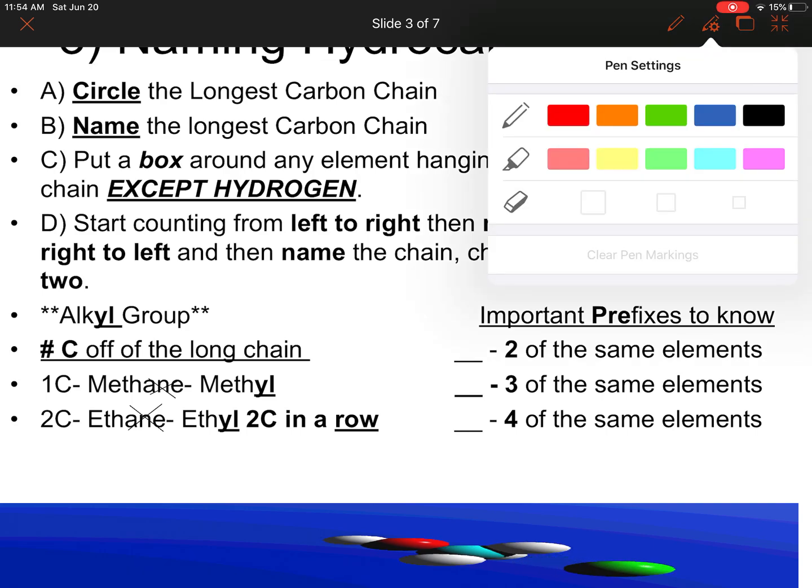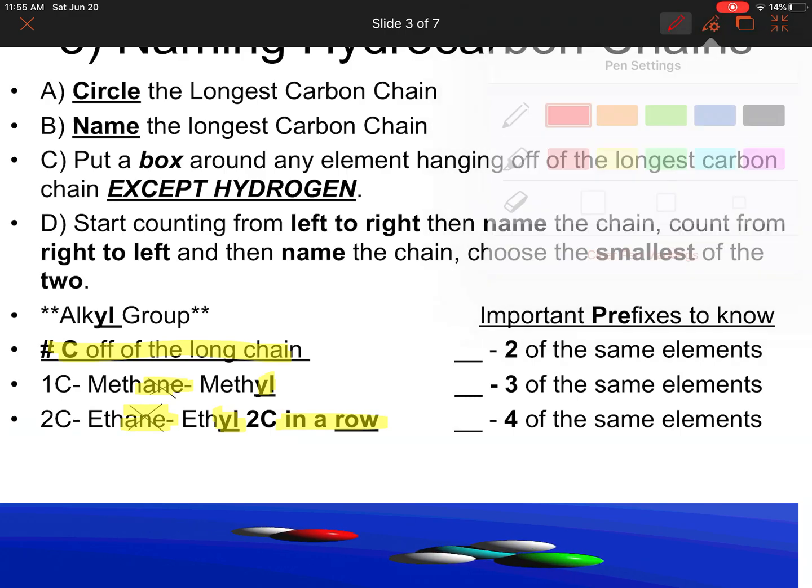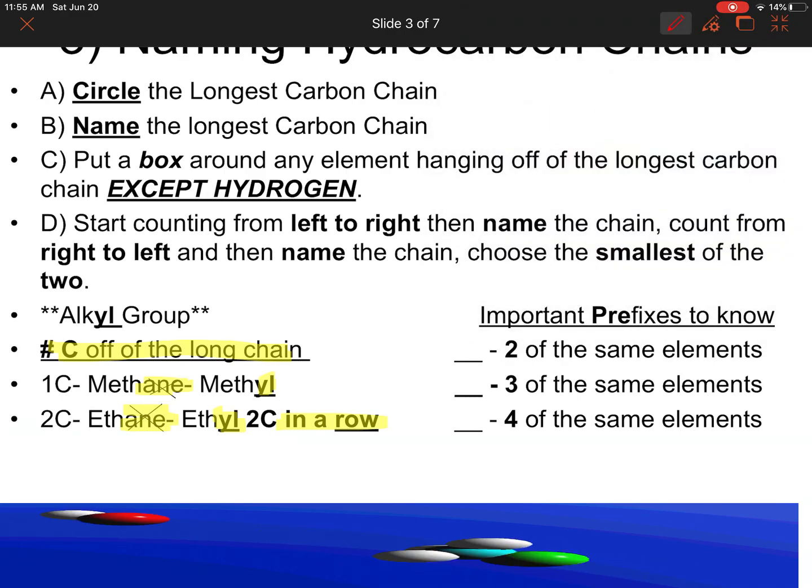So let's go over what this means. Whenever you have a carbon off of the long chain, that ending changes from -ane to -yl. So methane turns to methyl. If you have 2 carbons in a row, ethane will turn to ethyl. Important prefixes to know here: 2 of the same element, what's the prefix for 2? Di. 3 of the same, tri. 4 of the same is not quad, but tetra. Now you've seen the word tetra before from tetrahedral. Tetra means 4.